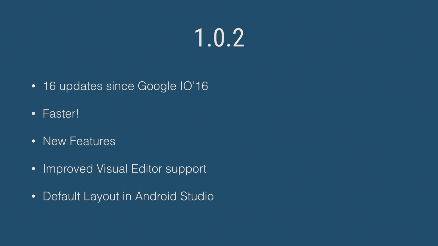Good thing being unbundled, tons of releases. About 16 since we announced it at Google I/O last year. It's 2 to 3 times faster, maybe more in some cases, than what we announced. New features like chains, better visual editor support, and since 1.0 it's the default layout in Android Studio. What that simply means, don't worry, is that if you create a new screen, like a new activity using the templates in Android Studio, those templates are now using ConstraintLayout instead of relative layout. That's all. You are still in full control, no worries.